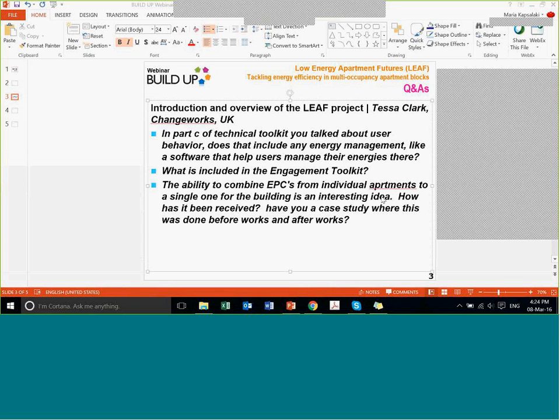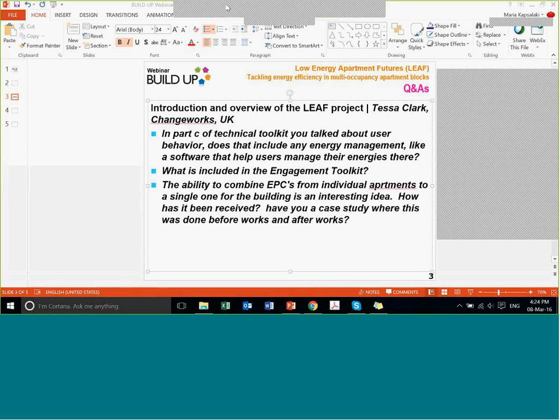Okay, and I think we have another question. So the ability to combine EPCs from individual apartments to a single one for the building is an interesting idea. How has it been received? Do you have a case study where this was done before works and after works? Okay, so as I said, this part of the project was carried out just for the UK and for France. So I can speak on behalf of the UK.